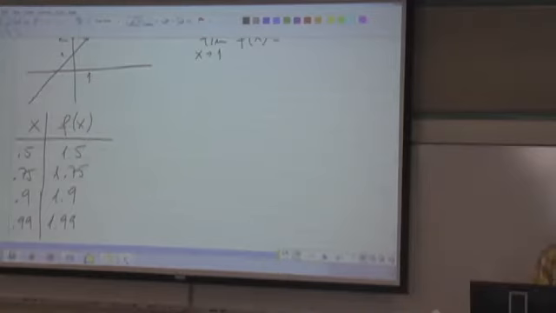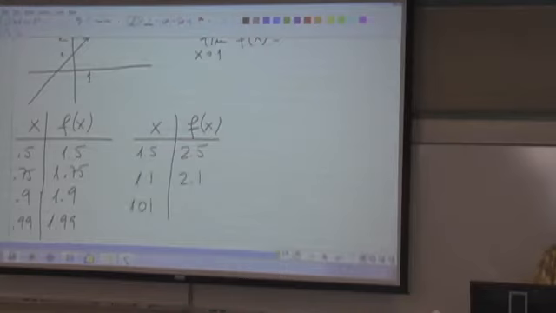Okay, let's come back from the other direction. X, f of x. So how about I start at 1.5? What's f of x? 2.5. Okay, I'll skip the 0.75. How about 1.1? 2.1, 1.01, 2.01, and so forth.